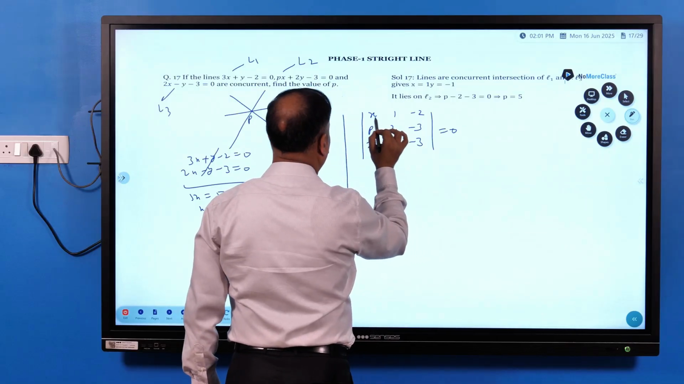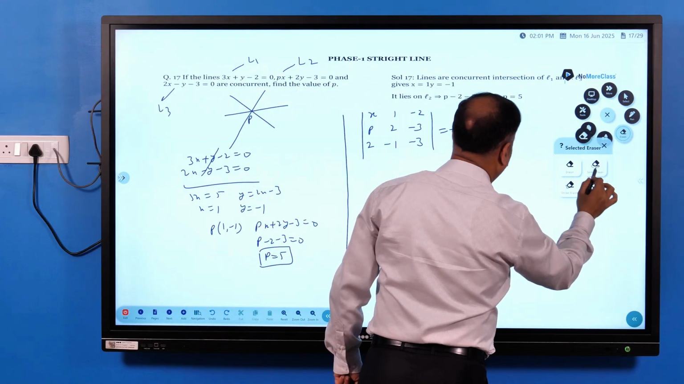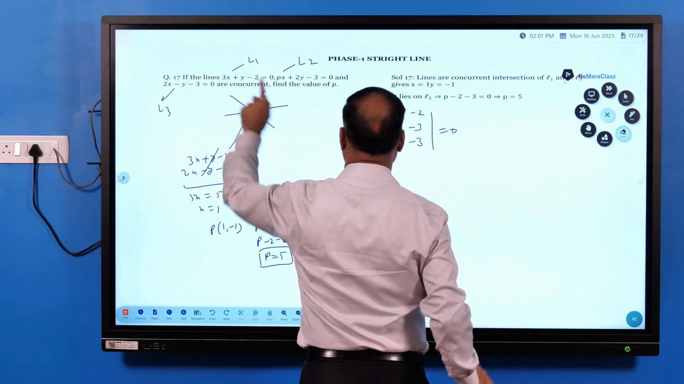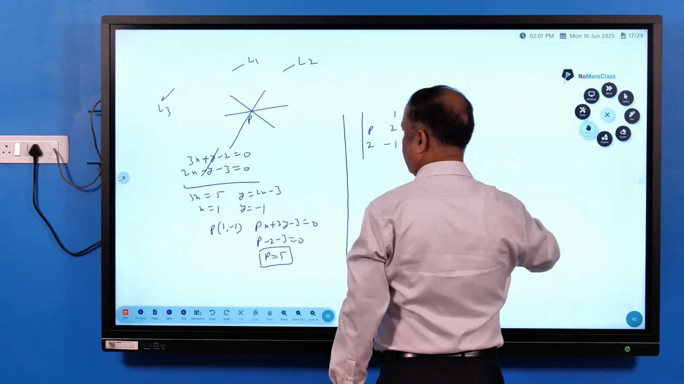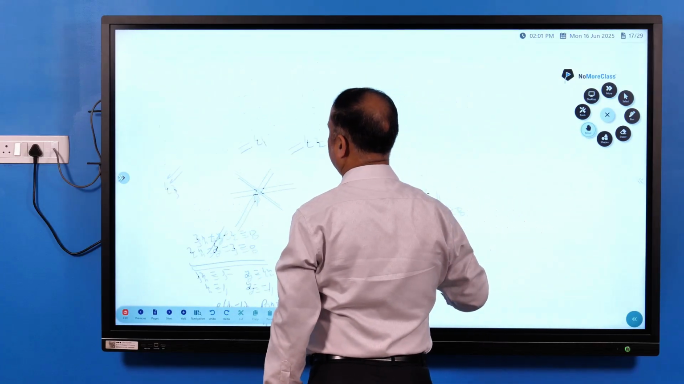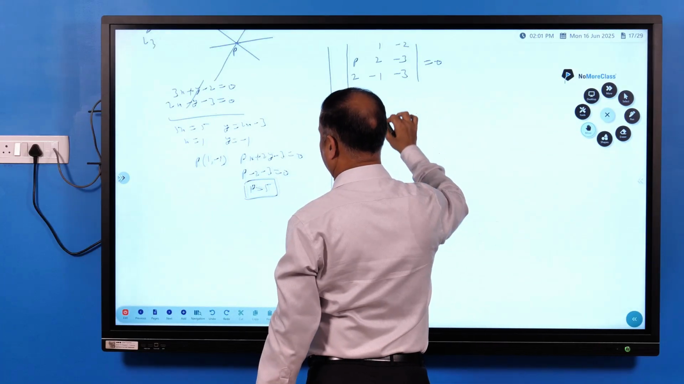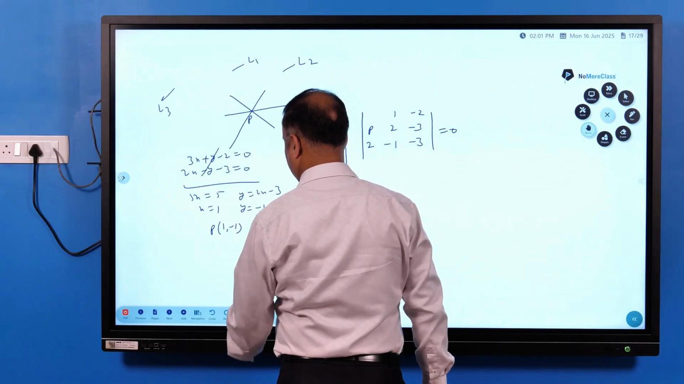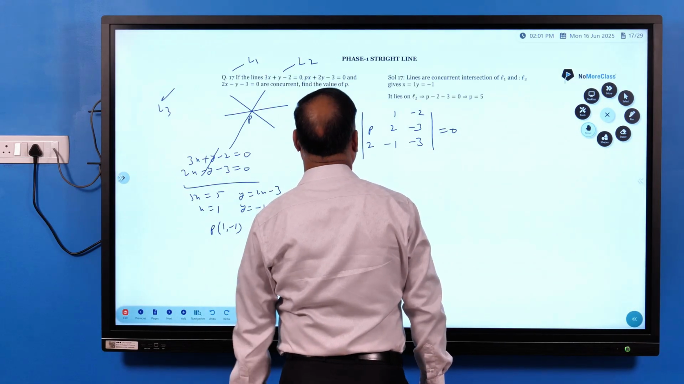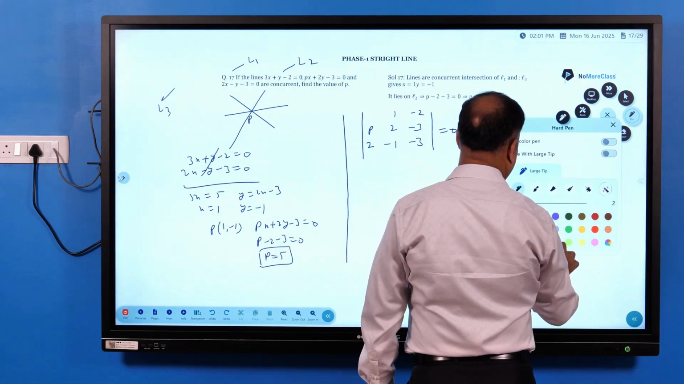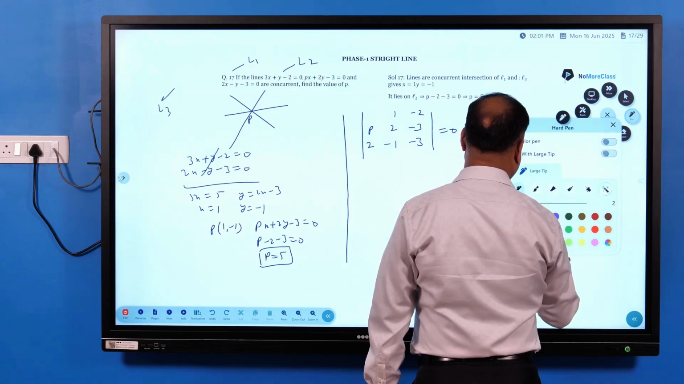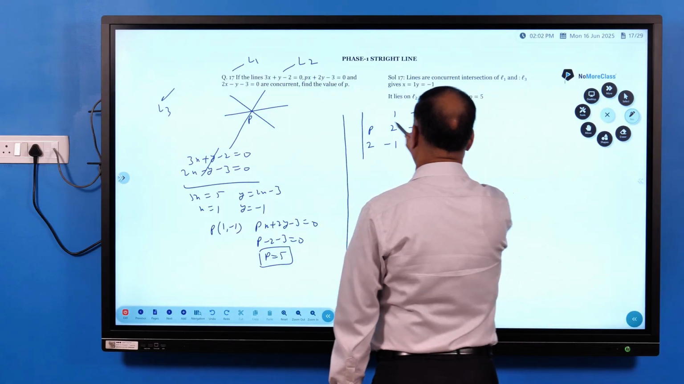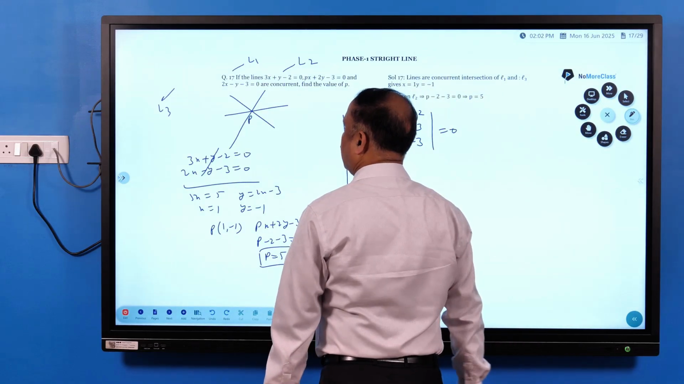This is a 3, not x. Coefficient of x here is 3. I am writing the coefficients only. So coefficient of x is 3. So I will write that x as 3. Here. So this is equal to 0.